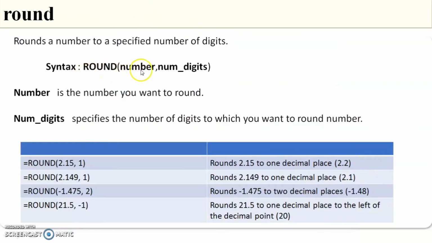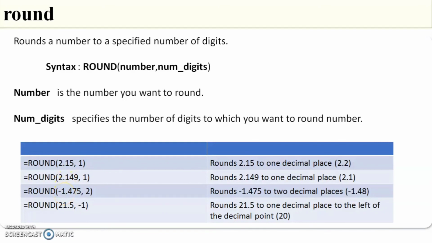And ROUND is what? Rounding to a specified number of digits. So here we have two arguments. Number is the number you want to round. Digits specifies the number of digits to which you want to round the number. So here, equal to ROUND 2.15, 1. Up to 1 decimal digit you have to round. So 2.15 rounded to 1 decimal digit becomes 2.2. Then 2.149, where the number of digits is 1, will round to 2.1.